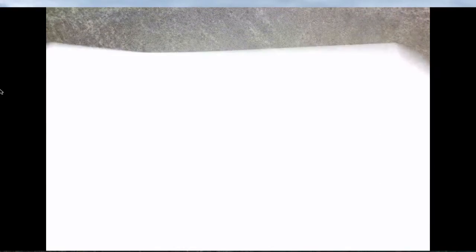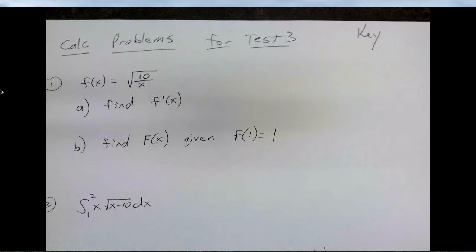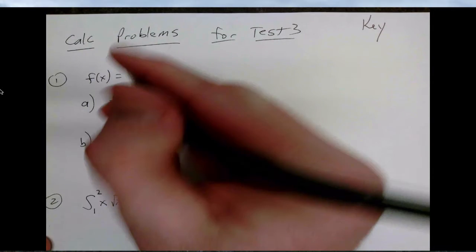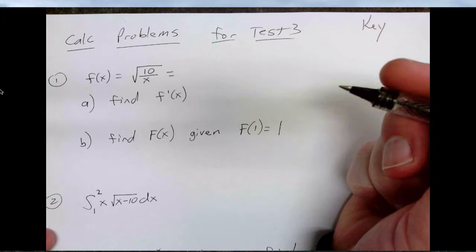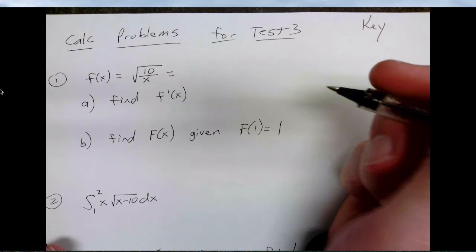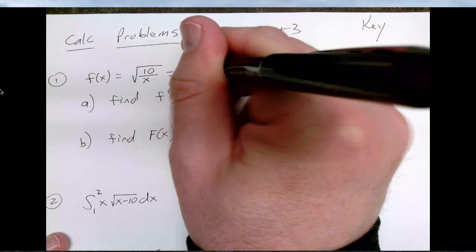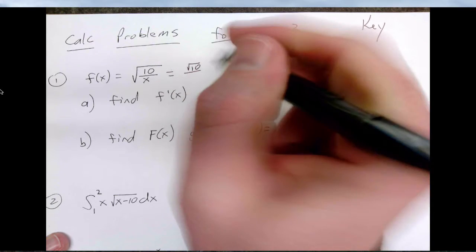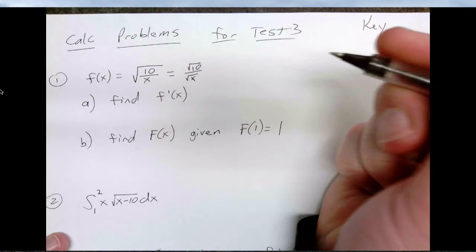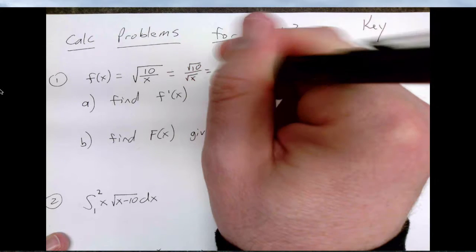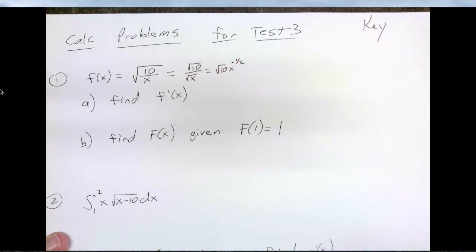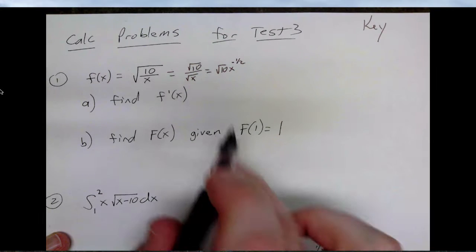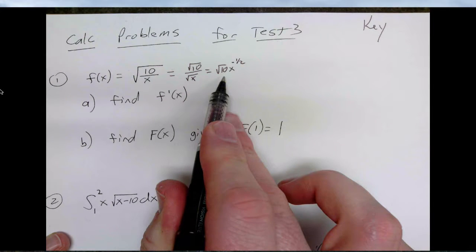Okay, let's look at this next piece. Calc problems for test 3. It says f of x equals the radical of 10 over x. First, in order to work with this, I'm going to clean this up a little bit. You have to know that you can split this into radical 10 over radical x. That's a legal move. And I can now write this as radical 10 times x to the negative half. That's probably the most user-friendly way for calculus to use this function.